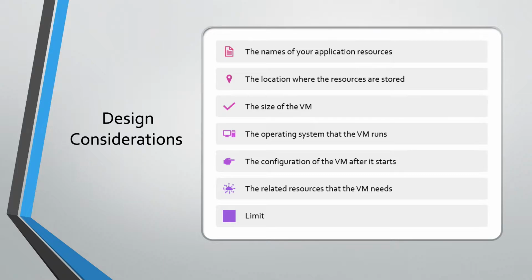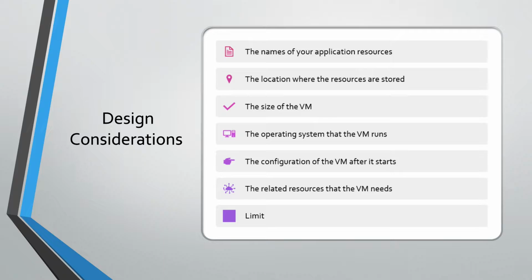Next is the operating system that the VM runs. Azure supports multiple operating systems, not just Linux and Windows. Even Windows and Linux have multiple options to select from, and you need to plan what operating system you want to deploy on the VM. Next is the configuration of the VM after it starts. It's straightforward. You need to know how much memory you need to allocate, how much hard disk you need to allocate, whether you need a data disk, encryption, etc., and the related resources that the VM needs.